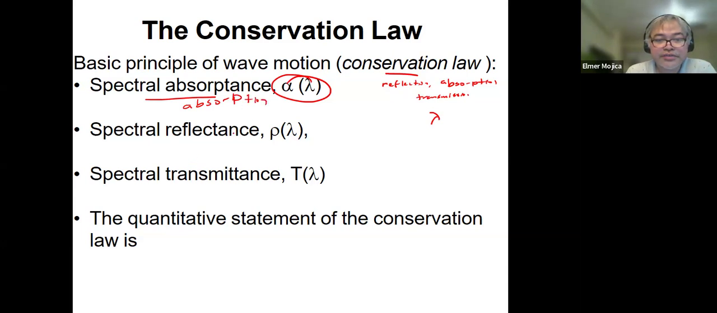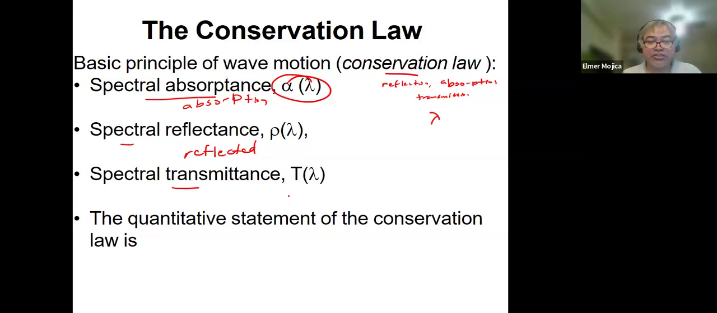Okay. Now, the one that is reflected is the fraction reflected at the interface, or what we call the surface. So that is the spectral reflectance. And last but not the least, you have the so-called spectral transmittance. This is the fraction transmitted into the entered medium.